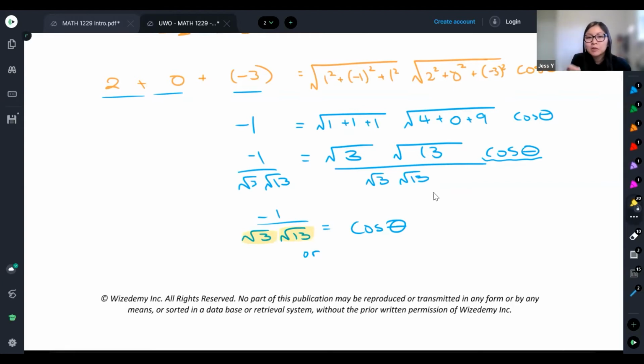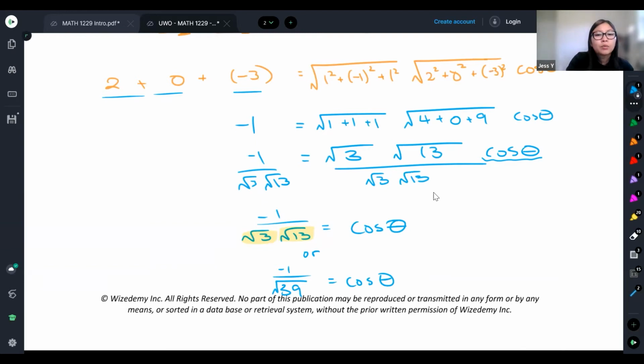Like based on past exams, I've seen them leave it like this, but depending on your prof, they might combine the two square roots. So they might do -1 over one big square root, and they'll do 3 times 13, which is 39. Okay, so they might do that instead, but don't simplify it yet. Check your answers, see if it's there. If it's there, you're done. You don't have to worry about it. But if it's not there, then you have to try to simplify. Okay? So that's cosine of an angle.